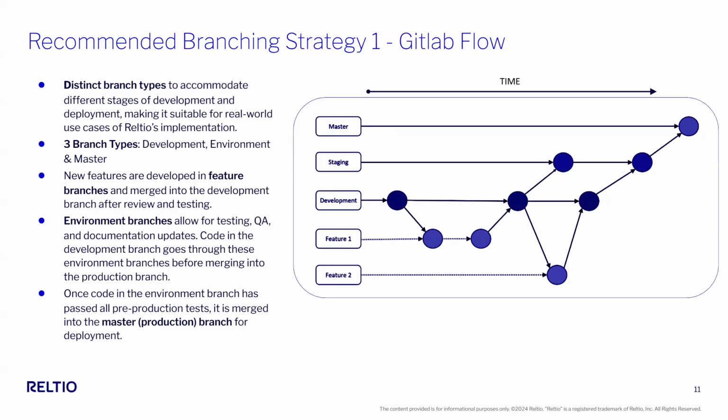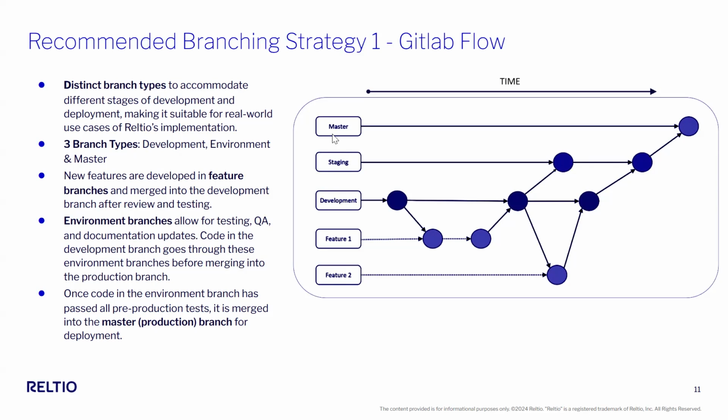First one is GitLab Flow. It's called GitLab Flow, but it's not like it works only with GitLab. It works with all version control systems. GitLab is the one who pioneered this, so it's named after that, right? This flow offers many different branches. The primary three branch types are development branch, environment branch, which is called a staging branch in the diagram, and a master branch, right?